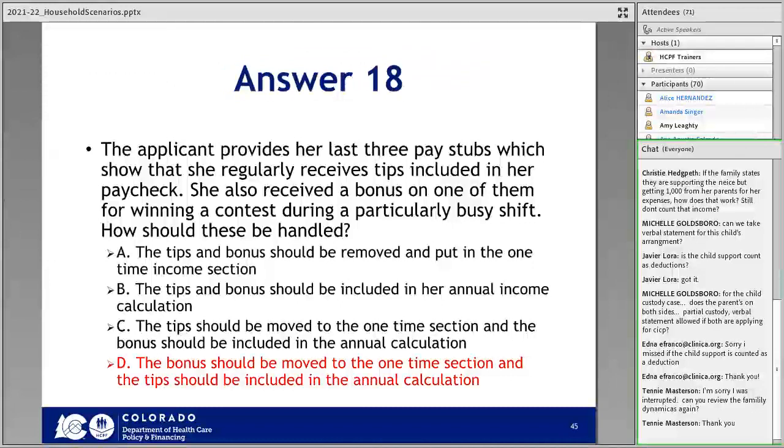Okay, so the correct answer for this one is that the bonus should be moved to the one-time and the tips should be included in the annual. You can see from her pay stubs, she gets tips on every paycheck. So that is more or less her basic income. She gets them every single paycheck. The bonus, however, was a one-time, so that should be in the one-time.